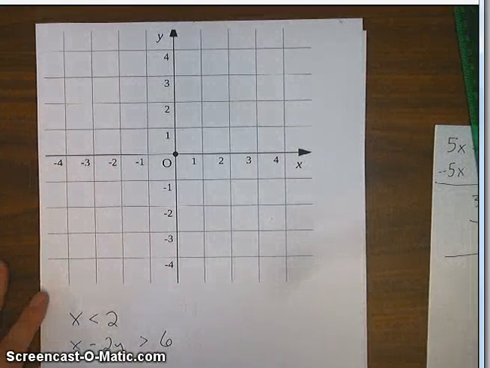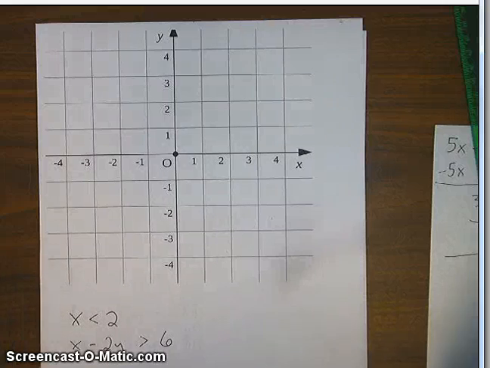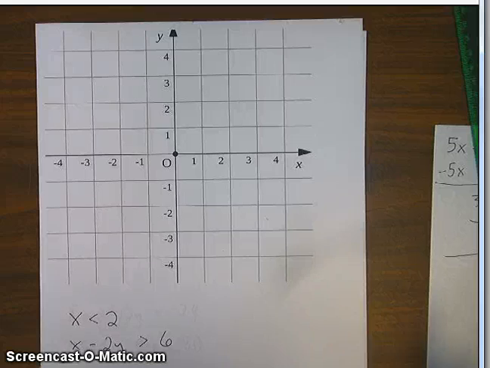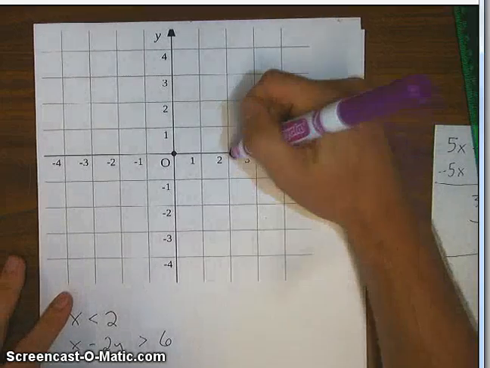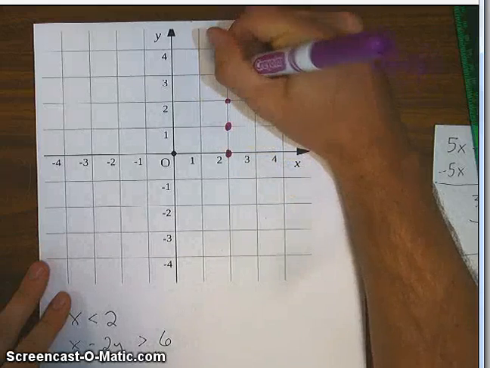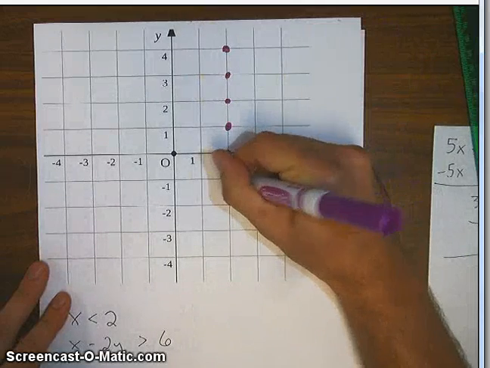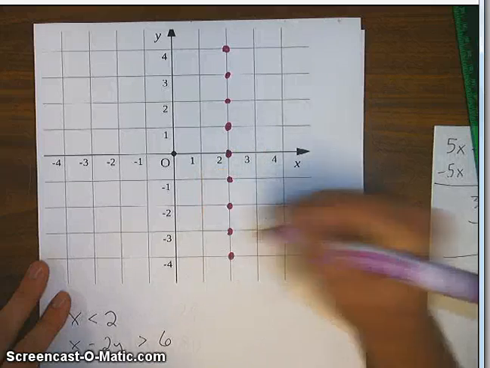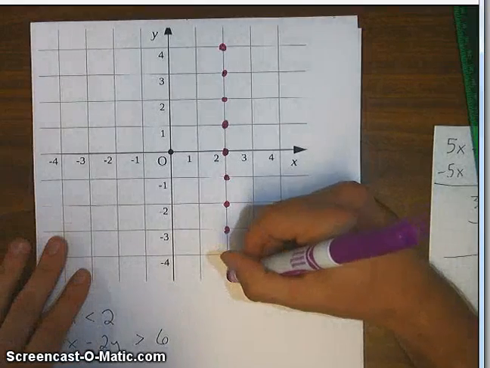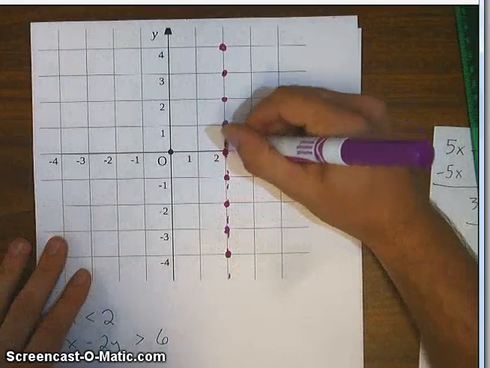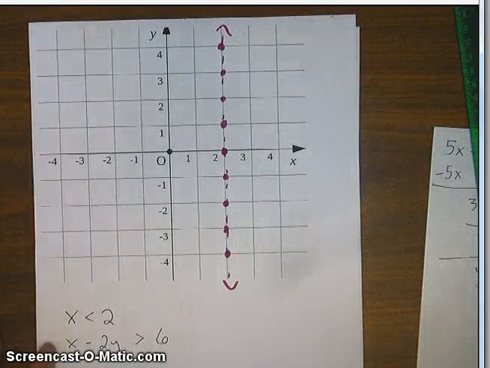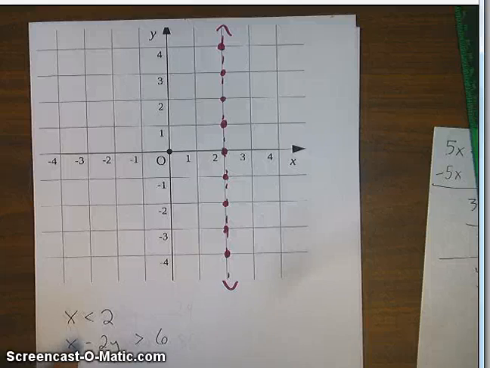Any line that is like x equals or y equals is simply a vertical or horizontal line. And x equals lines are always vertical. So I always start at 2, and I just put a bunch of dots on this point x equals 2 because it's a vertical line. And I know it's a dashed line because it's less than, not less than or equal to. So I'm going to dash it, put some arrows on it to show that it goes forever in both directions, up and down.